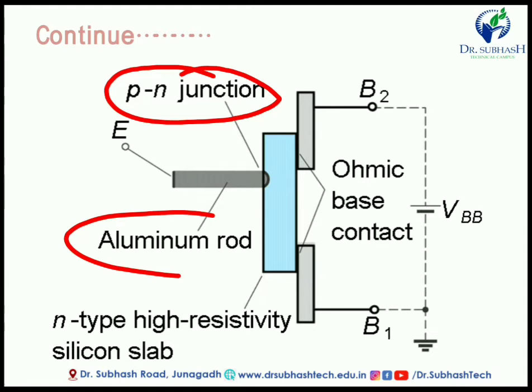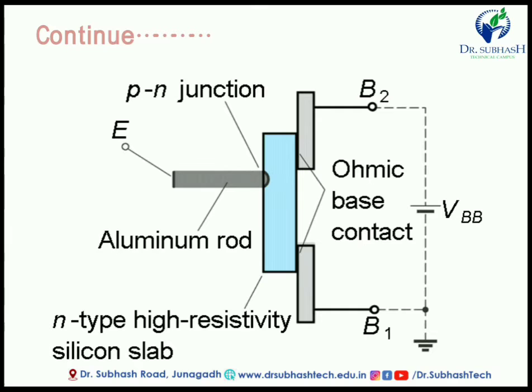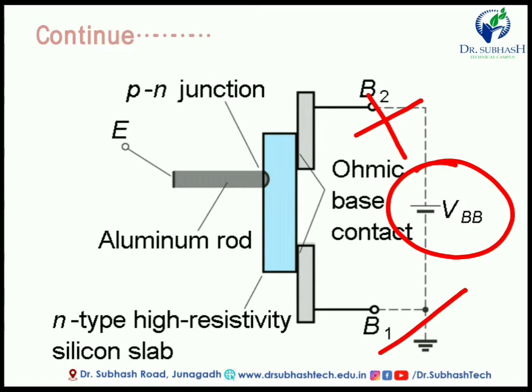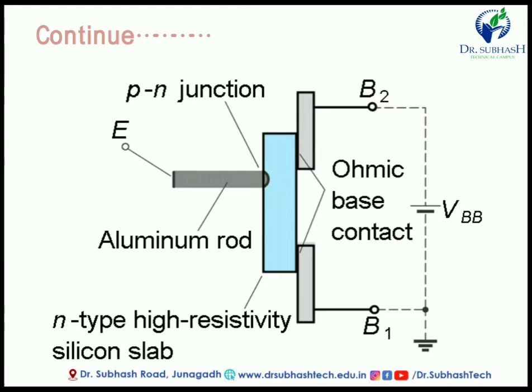The gray part is the aluminum rod. Then there is the N type high resistivity silicon slab, which is the N type material. Then there are the ohmic base contacts, B1 and B2. If we give an external supply, this is VBB, where this end is positive and this is negative, and this biasing supply is given externally to the UJT. So friends, this is about the internal structure.